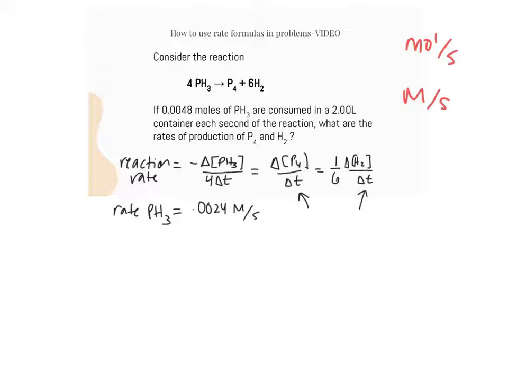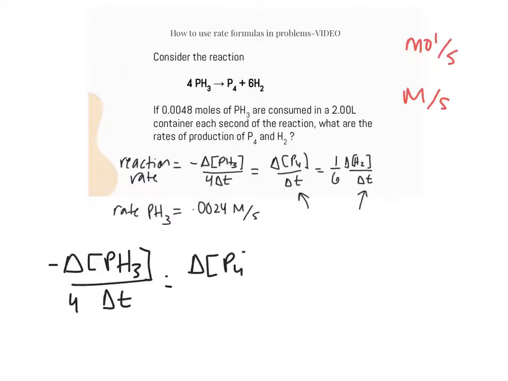So let's first find P4. We can do this two ways, right? We could do the math way or we could logic it. I'll actually show you both. So let's take the PH3 and the P4 bits. I'm going to have negative delta PH3 over 4 delta t equals the change in P4 over the change in time. If this looks confusing to you, think about it this way: negative 1/4 times the rate of PH3 equals the rate of P4.